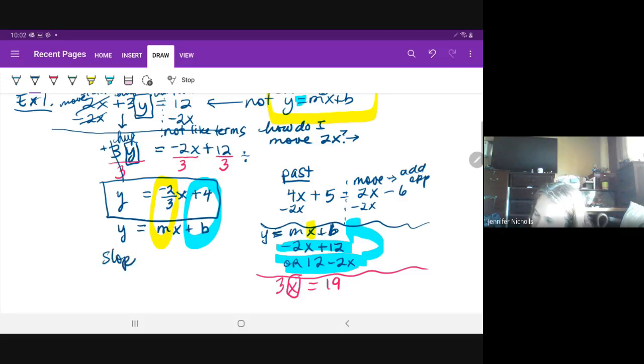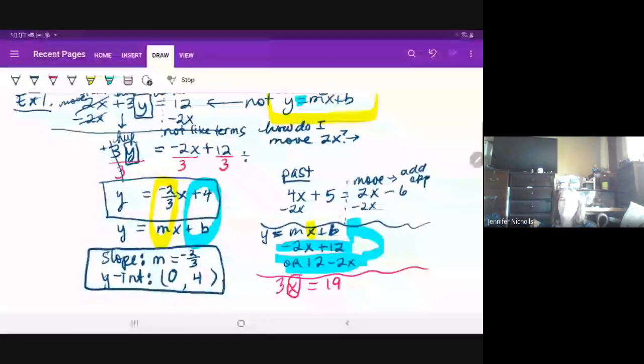So we're going to write slope, m equals, and y-intercept. And y-intercepts always have a 0 here. So my m is negative 2/3, which is already a fraction, so you're done. And then the y-intercept is 0, 4. The thing that people make an error on with y-intercepts is sometimes they don't notice that it's negative.